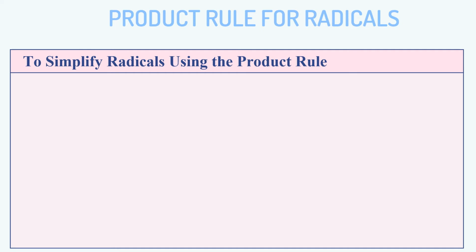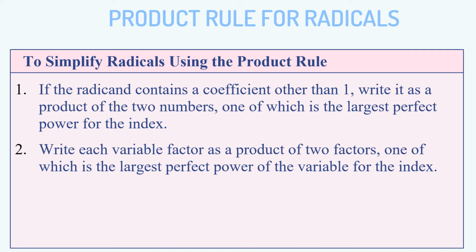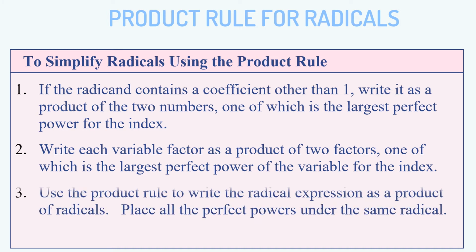And here we have some rules that we can use to simplify radicals using the product rule. Number 1, if the radicand contains a coefficient other than 1, we can write it as a product of two numbers, one of which is the largest perfect power for the index. Second, we can write each variable factor as a product of two factors, one of which is the largest perfect power of the variable for the index.